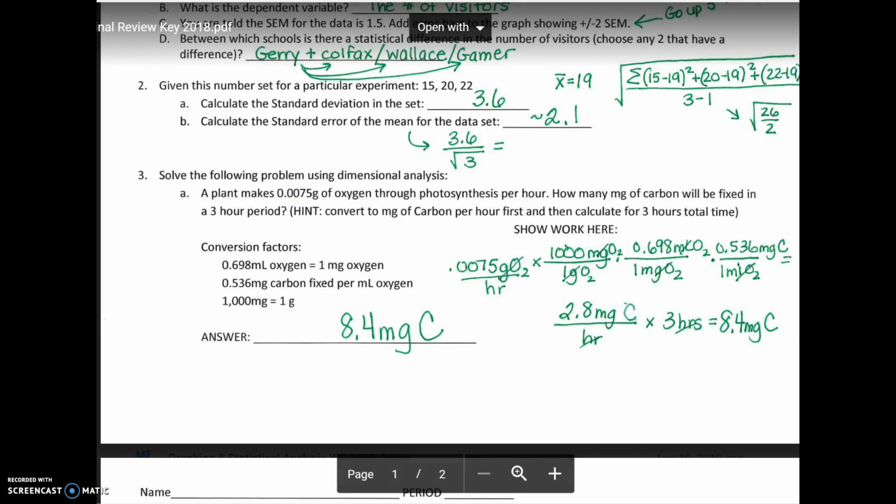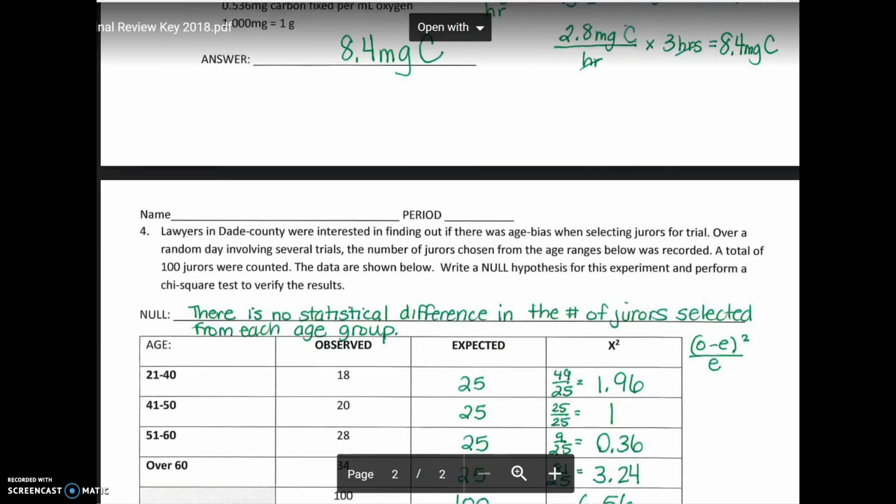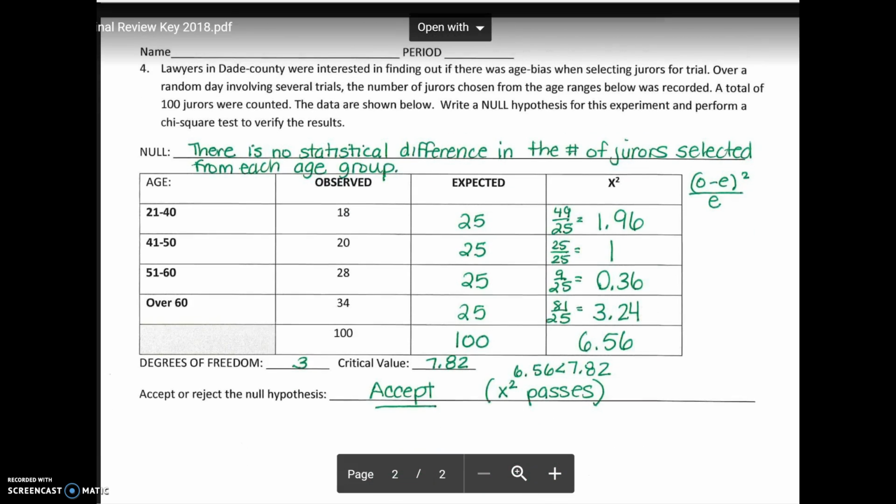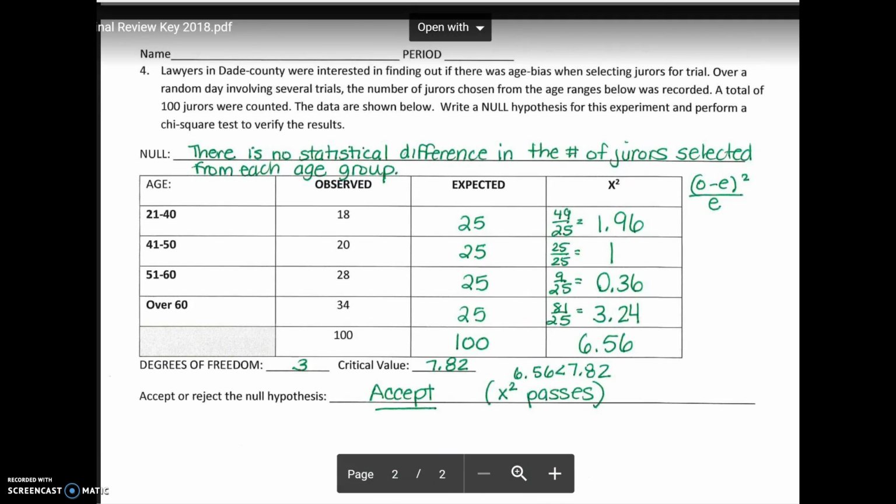All right, our last one, you need to be able to do a chi-square test. So the first thing, they have lawyers in Dade County. They want to find out if there's age bias in selecting jurors. The null hypothesis, there will be no statistical difference in the number of jurors of each age group. Anything logical would be acceptable here, but you want the words no difference and some kind of explanation of what you have no difference between. So you'd get a point for that.